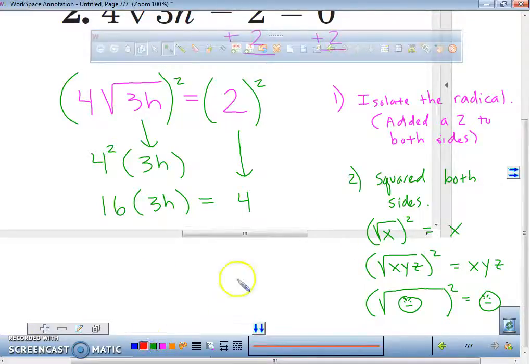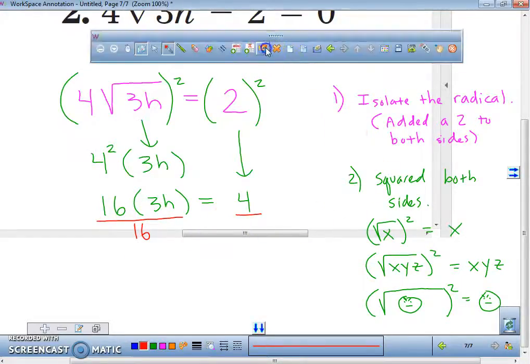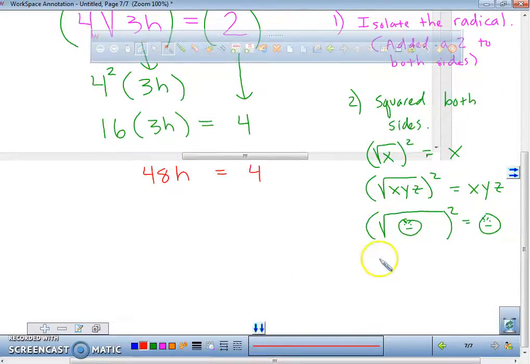All right, changing colors now. From here, we have a couple of options. If you wanted to, you could divide both sides by 16, but I'm not going to. Because you could multiply the 16 times 3 and get what? Get 48h equals 4. So step number 3, in this particular way, what did I multiply? Multiply 16 and 3h to get 48h.